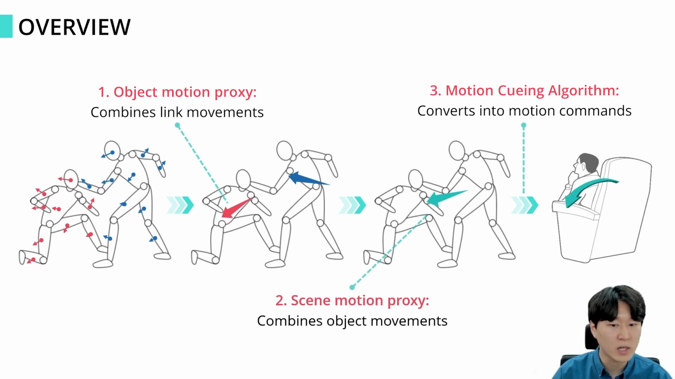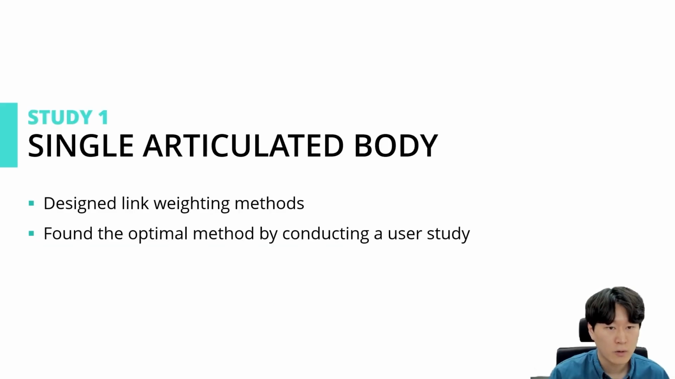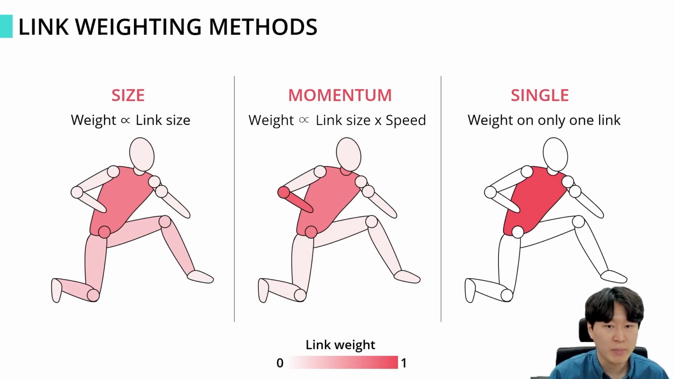To determine the best combinations of the motions, we conducted 2 studies. First, we conducted a study on a single articulated body. In this study, we designed several link weighting methods and evaluated them through a user experiment. We designed 3 methods: size, momentum, and single. Size reflects the motion of a larger link more. Momentum emphasizes the motion of a faster or larger link. Single expresses the motion of one link.